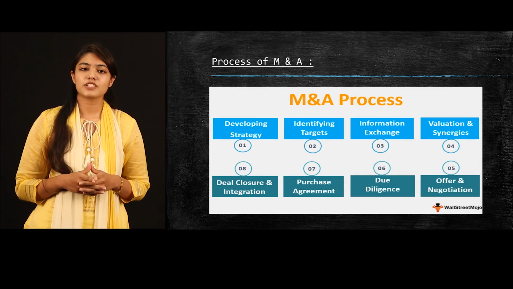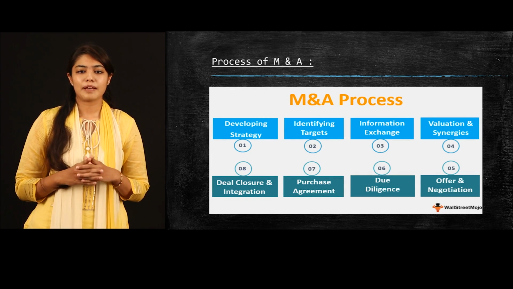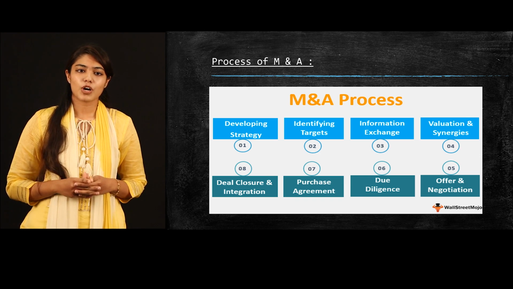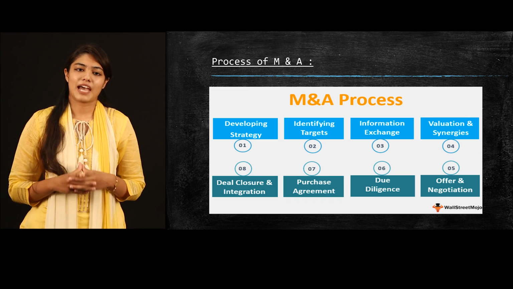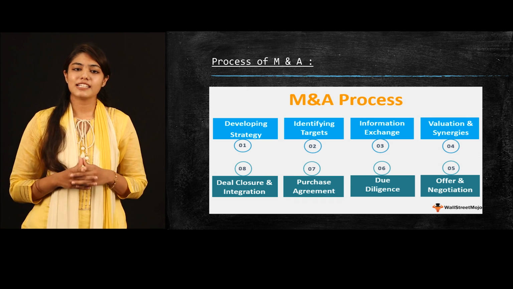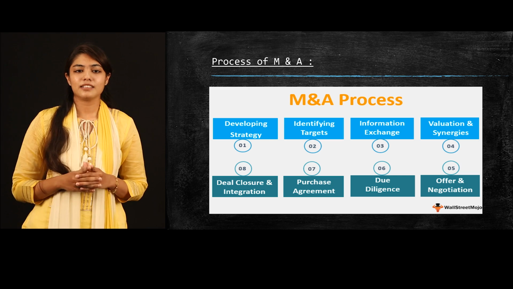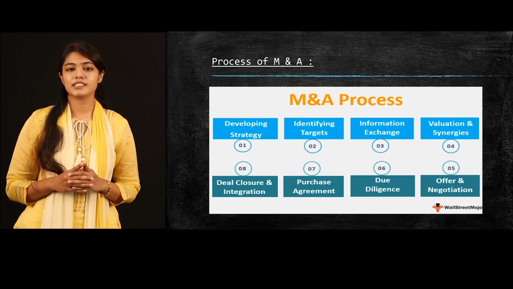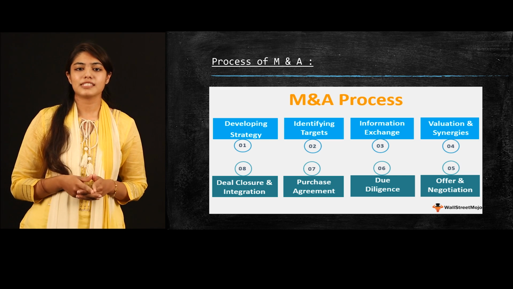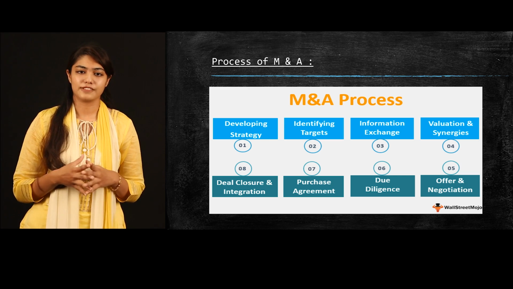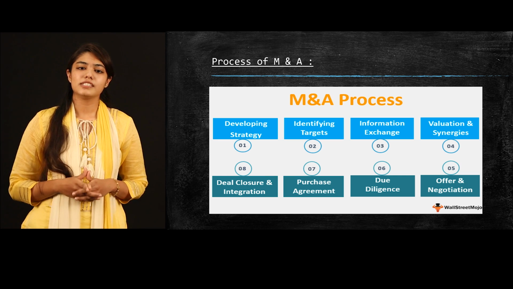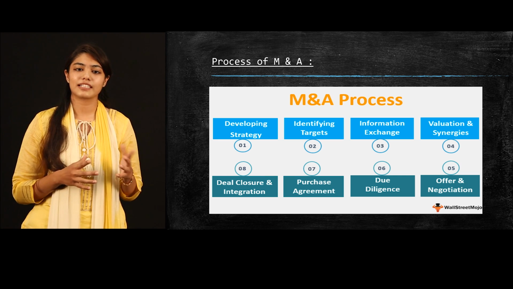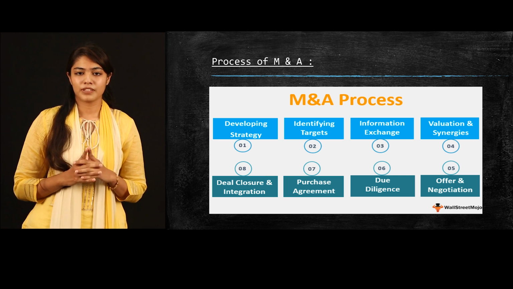Now let's see the process of M&A. The process of M&A starts with developing a strategy. Once a company develops a strategy for a M&A process, it identifies the targets. So our second step is to identify the target company. The third step is information exchange, where companies exchange information among themselves. The fourth step is valuation and synergies. Now companies find the valuation of the target company and its own valuation.